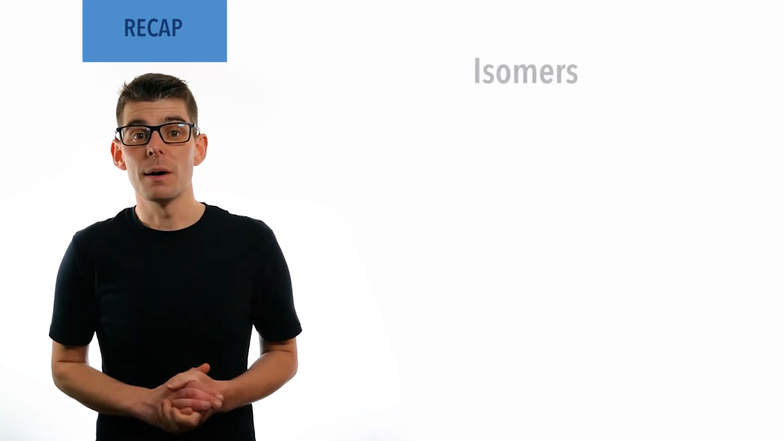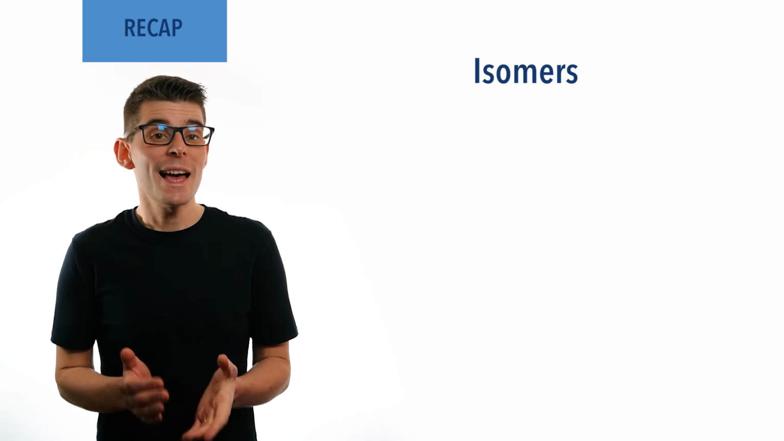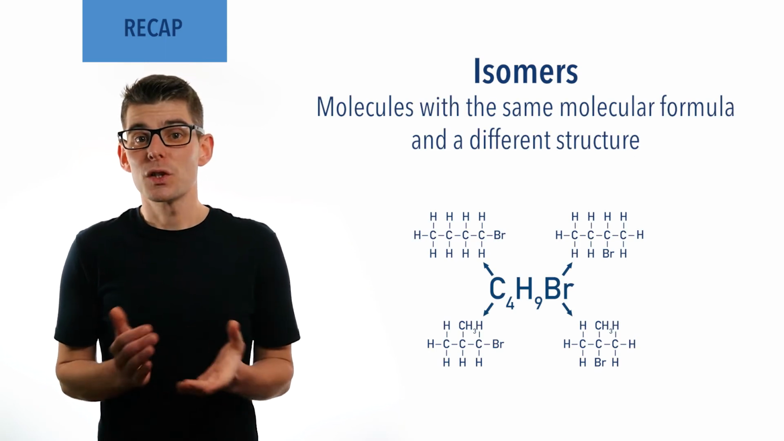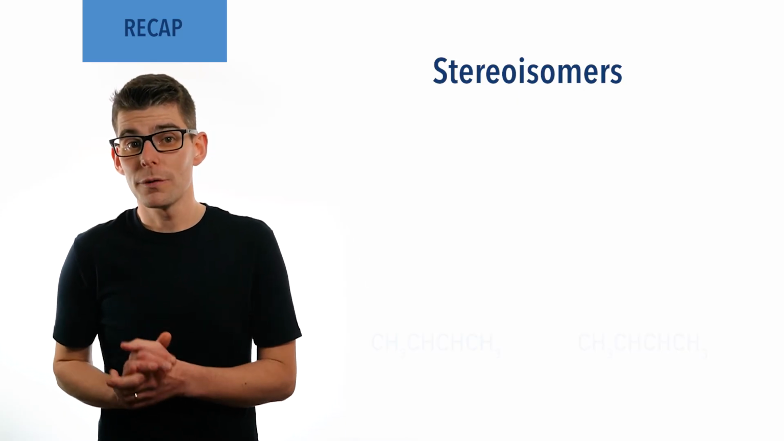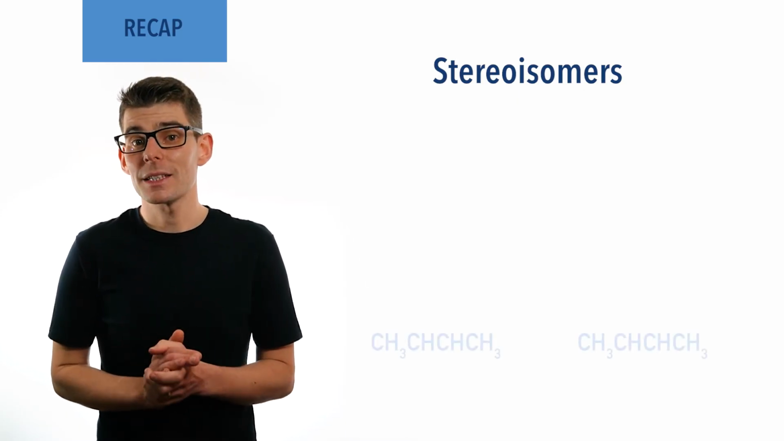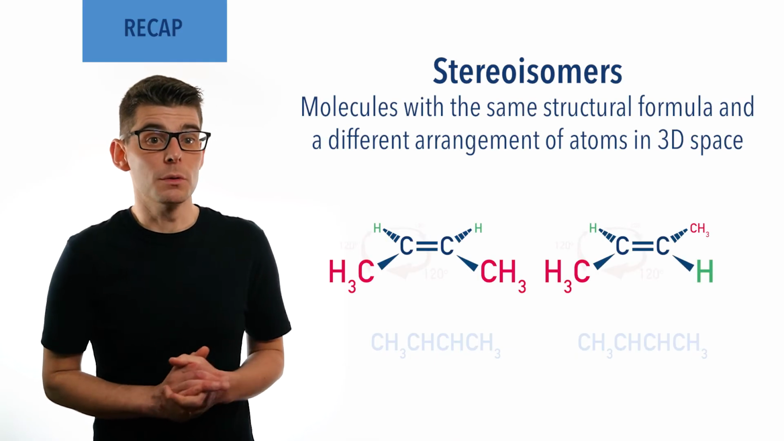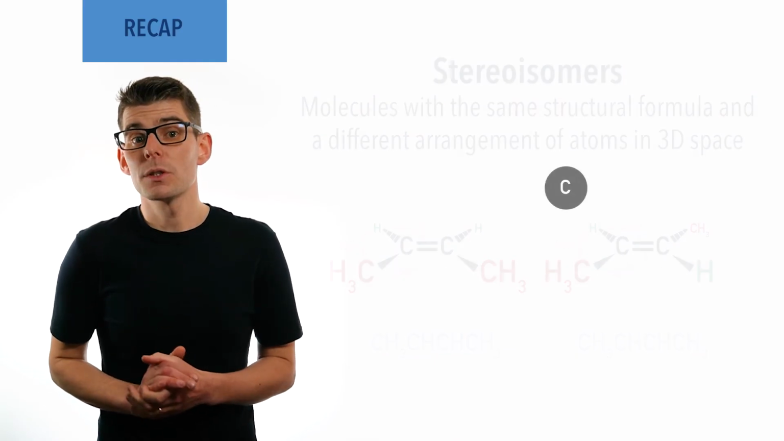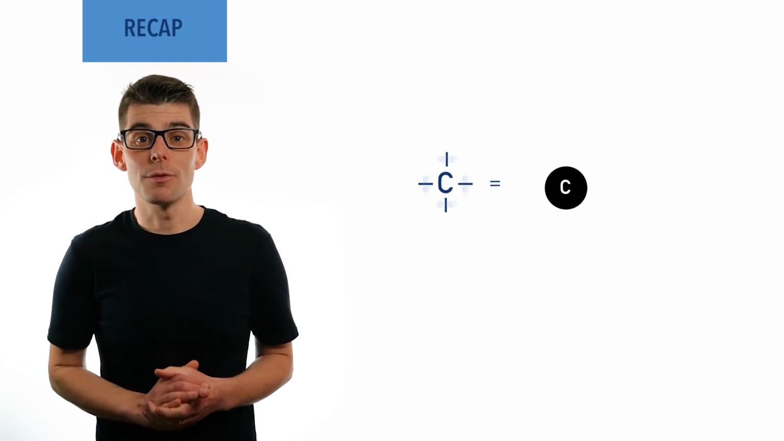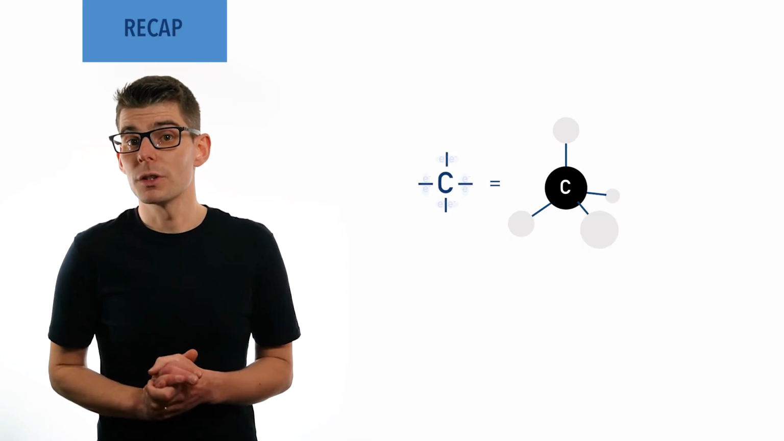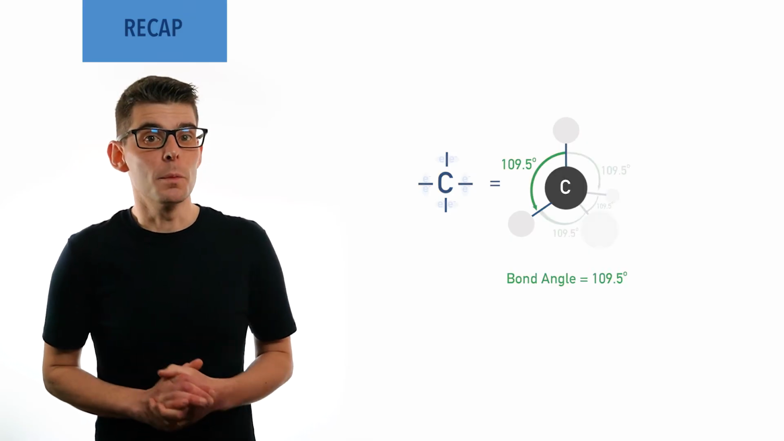Before we talk in detail about optical isomers, there are a couple of essential ideas you need to be comfortable with. Isomers are molecules with the same molecular formula and a different structure. Stereoisomers are a type of isomer where the molecules have the same structural formula but differ in how their atoms are arranged in three-dimensional space. Carbon atoms can form 4 single covalent bonds with other atoms in a tetrahedral arrangement, with bond angles of 109.5 degrees between all 4 bonds.